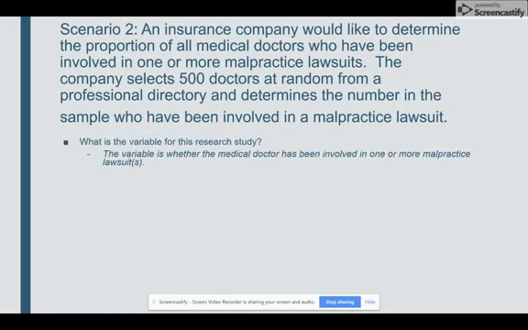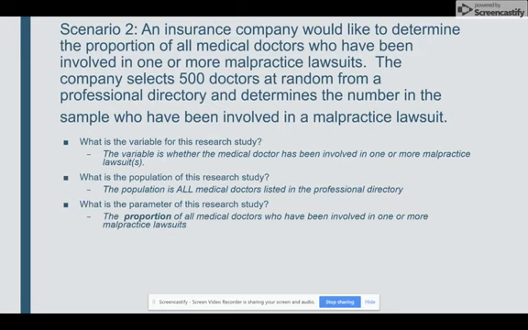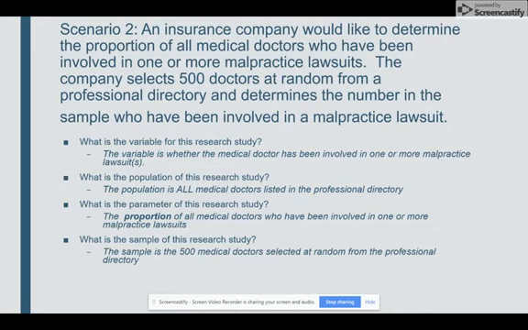What's the variable? What do we want to know about? The variable is whether the medical doctor has been involved in one or more malpractice lawsuits. The population. What's the big picture focus? The population is all medical doctors that are listed in the professional directory. What is the parameter? It's the proportion of all medical doctors who've been involved in one or more malpractice lawsuits. What is the sample? The sample is the 500 medical doctors selected at random from the professional directory.